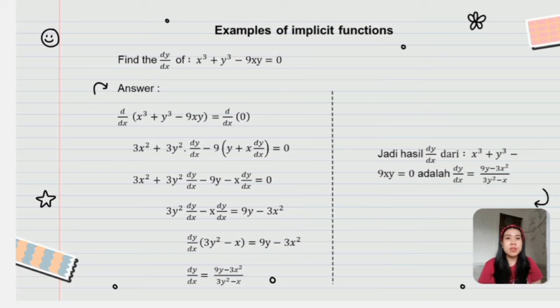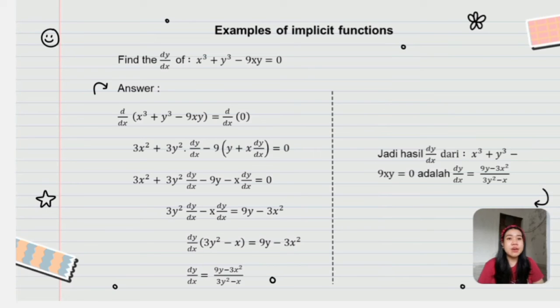3x to the power of 2 plus 3y to the power of 2 times dy by dx minus 9 (y plus x dy by dx) equals 0. 3x to the power of 2 plus 3y to the power of 2 dy by dx minus 9y minus 9x dy by dx equals 0. 3y to the power of 2 dy by dx minus 9x dy by dx equals 9y minus 3x to the power of 2. dy by dx (3y to the power of 2 minus 9x) equals 9y minus 3x to the power of 2.